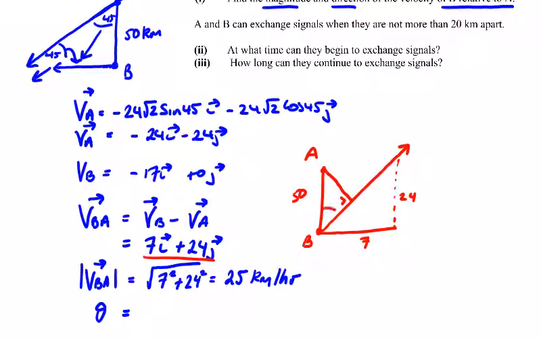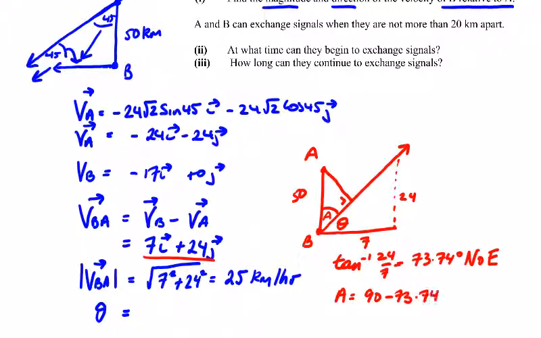And we are going to need this angle as well in the question, but this angle theta, the inverse tan of 24 over 7, is equal to 73.74 degrees, and that will be north of east. That leaves the angle inside the triangle A. A is equal to 90 minus 73.74, which is 16.26 degrees for the angle A.